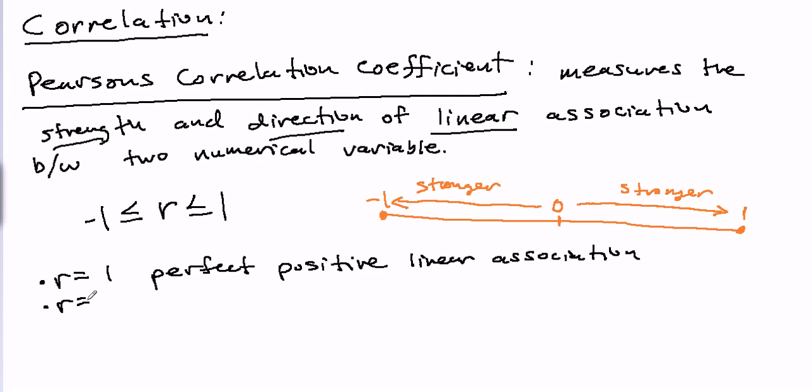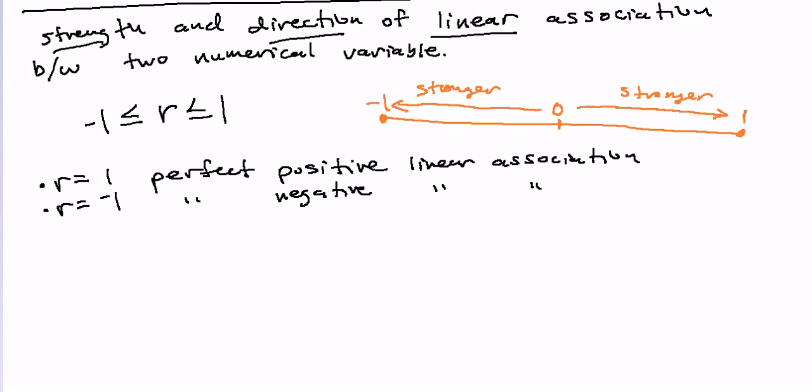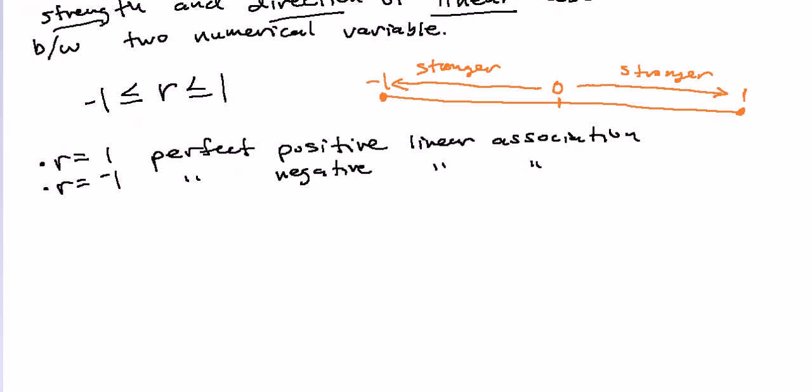R equals -1, perfect negative linear association. Okay, this will be the case when you have a scatter plot where all the points fit perfectly on a straight line, and we'll draw examples of these in a second.